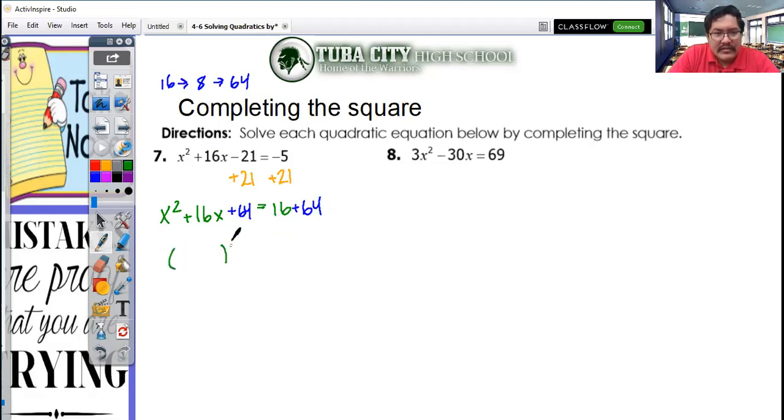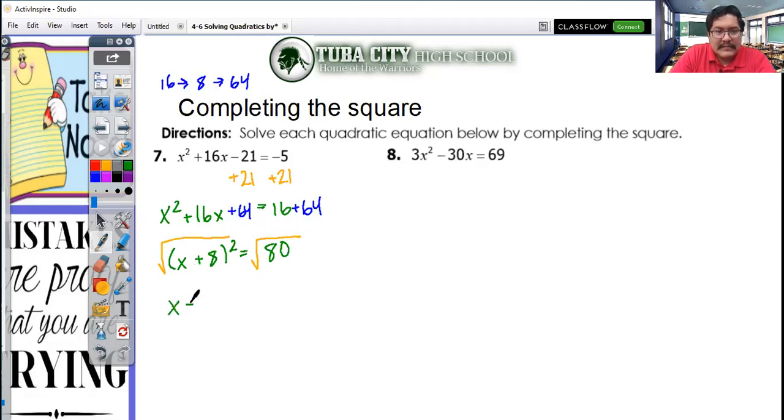Break this down into a square number. So let's see. And again, just take your 8, or in this case, 8 was our middle number. So just take that number here, plus x. 16 plus 64 is 80. And now I'm going to have to take the root of both sides.